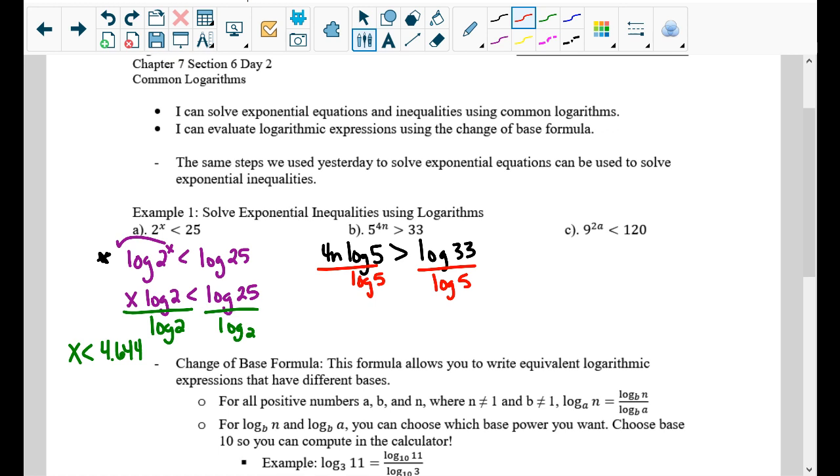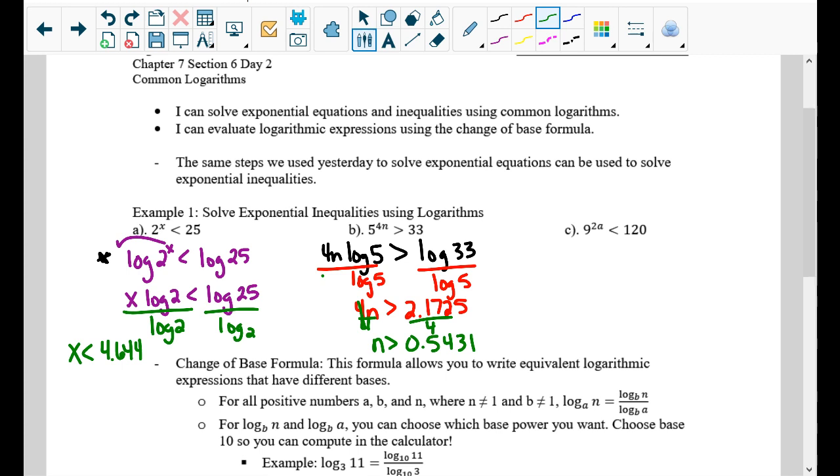If you wanted to include that dividing by 4 log 5, you could do that. So I end up with 4n greater than 2.1725. We're then going to divide by 4. Like I said, if you want to divide that 4 in this first step right up here and include it on both sides, that's fine with me too. So then n greater than 0.5431. 0.5431 is my answer there.